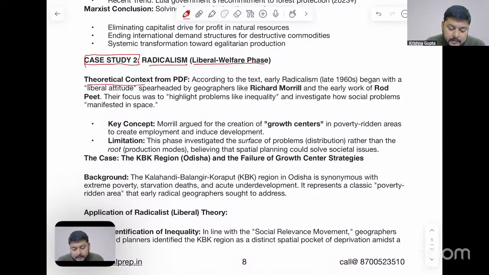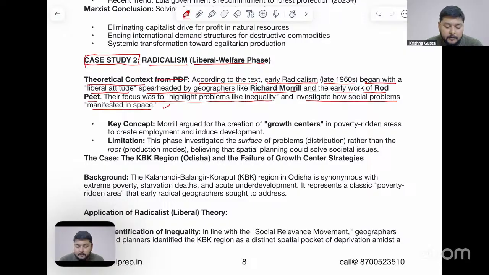Theoretical context we will see here. According to the text, early radicalism, that is late 1960s, began with a liberal attitude spearheaded by geographers like Richard Morrill and the early work of Peet. Their focus was to highlight problems like inequality and investigate how social problems manifested in space. This we have already covered.